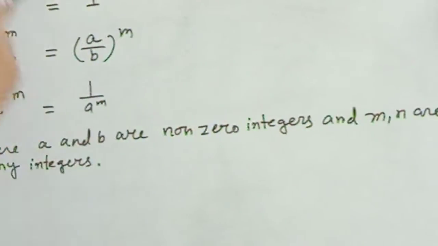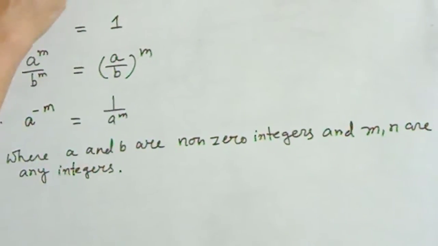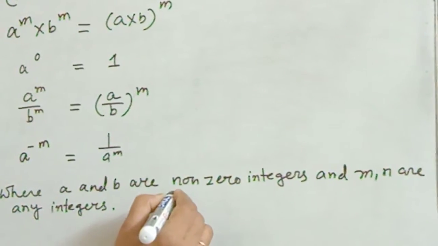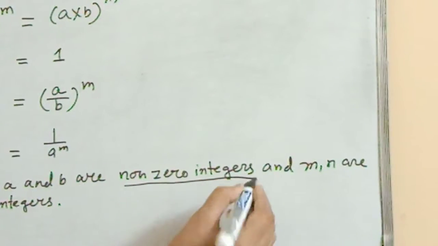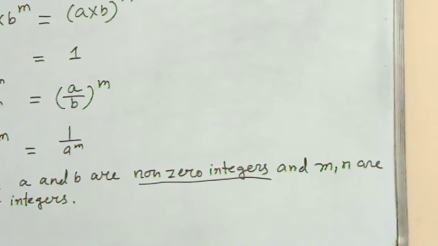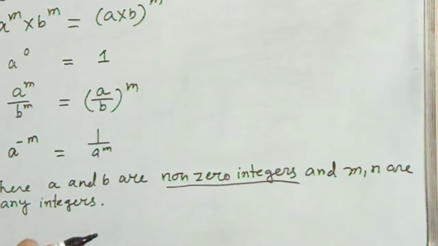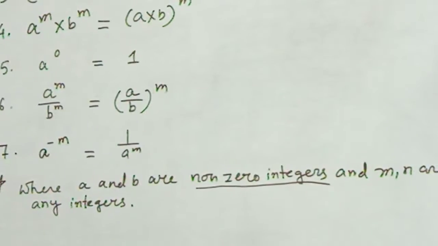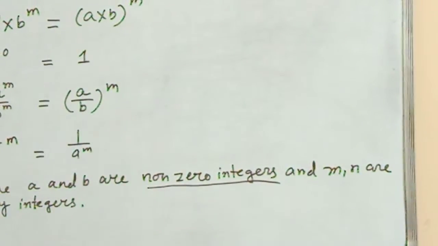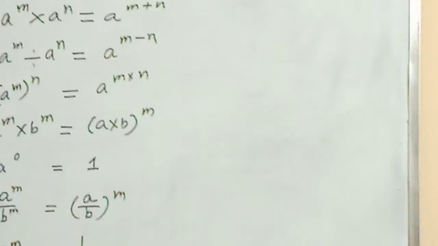In these laws we are using a and b many times. So a and b are non-zero integers. They are non-zero integers, and m and n are any integers. May be positive, may be negative. They may be any integer, but a and b are non-zero integers. Okay.